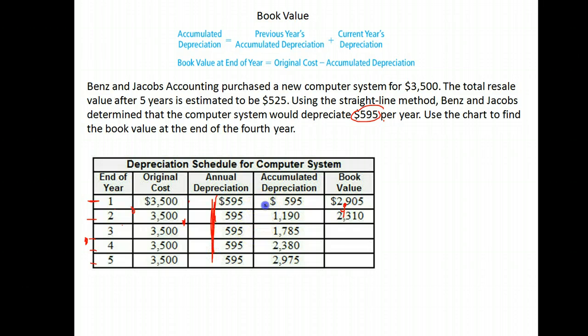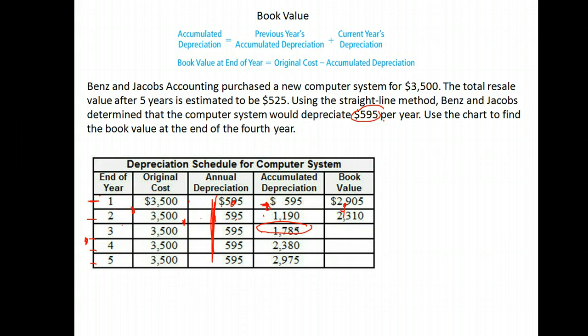Here is the accumulated depreciation. So the first year it was $595 that it depreciated by. The second year it was 2 times that, so 1,190. The next year it was 3 times that. Okay, so this accumulated means how much has it depreciated by up to this point. The book value is how much value was left for the item. So all you have to do to find the book value is take the original cost of the item and subtract how much it's depreciated by to that point.